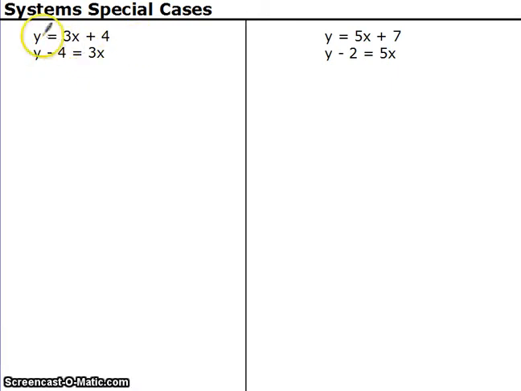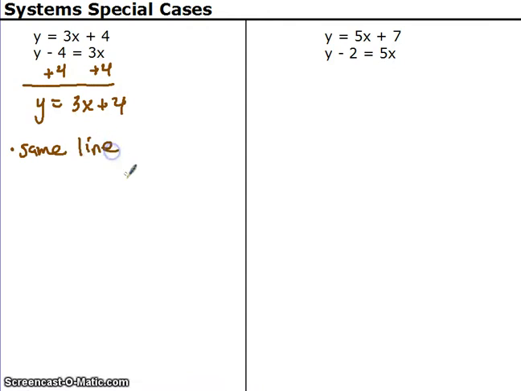All right, some special cases. I have a couple. We got this one in y equals form, and if we were to just add 4 over here, we get this one in y equals form as well. So that'd be y equals 3x plus 4, and then this one is y equals 3x plus 4. So one of our special cases is, what if they're the same line? If I were using the graphing method, I would plot positive 4, and then I'd do rise over run. I'm going to do negative 3 over negative 1. So I'm going to go down here like this, and that would be the line.